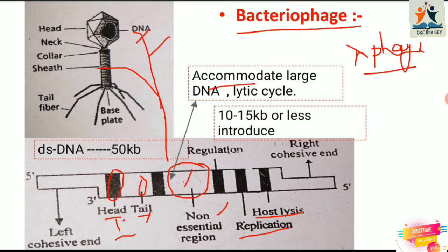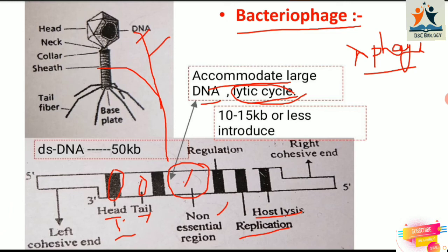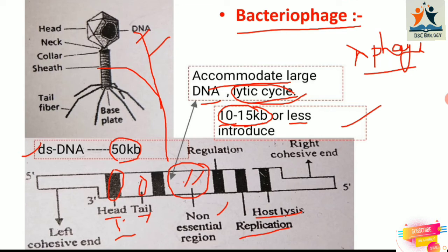So here we accommodate a large DNA, and the lytic cycle is performed in that. You can see how the lytic cycle is performed. Here we can insert a desired gene having a size of 10 to 15 kilo base pair or less. This is double stranded DNA of about 15 kilo base pair, and we introduce this much DNA in the bacteriophage, which is larger than the plasmid capacity.